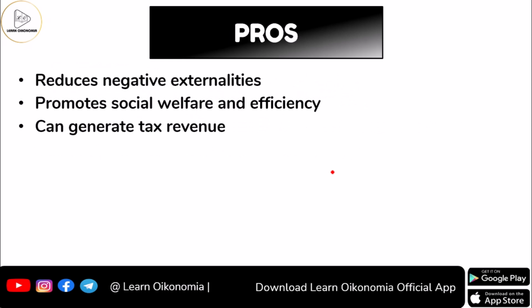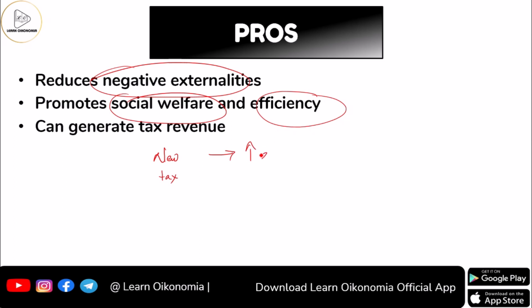Now moving to the pros and cons of this, we could see that whenever you impose a Pigouvian tax, it will be reducing the negative externality, because you are imposing a tax on the activity that is creating the negative externality, isn't it? So when you impose a money cost on the very same thing, that will lead to discouraging behavior. It will be discouraging the behavior of the party who is involved in the creation of negative externality. When such a thing happens, it will be promoting the social welfare as well as efficiency in the economy. Also, whenever you go for a new tax, it will be increasing the revenue of the government.